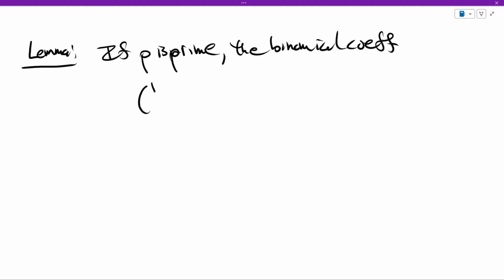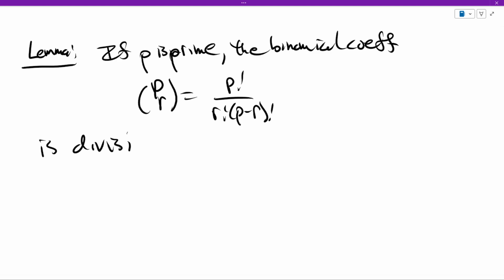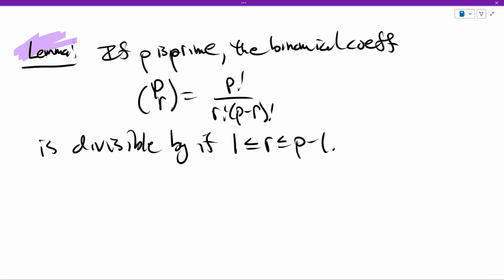p choose r, which is of course p factorial over r factorial times p minus r factorial, is divisible by p if 1 is less than or equal to r less than or equal to p minus 1. It of course is not divisible by p when r equals 0 and r equals p because it's 1 when r equals 0 and r equals p. So let's prove this real quick, and then we'll look at the irreducibility of these cyclotomic guys when p is prime. Proof of this is simple.